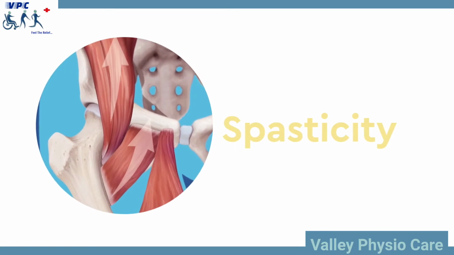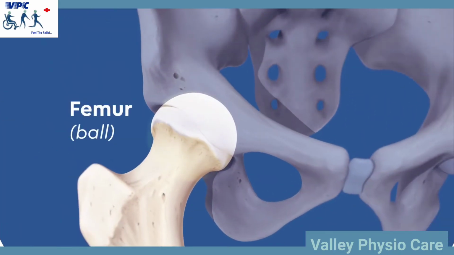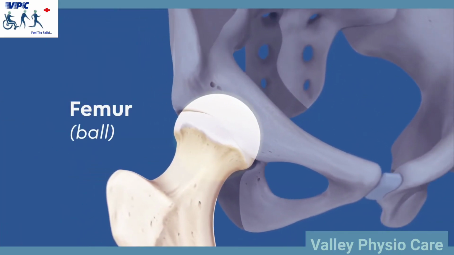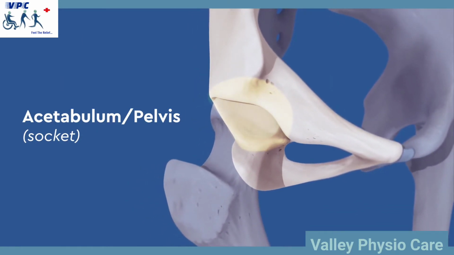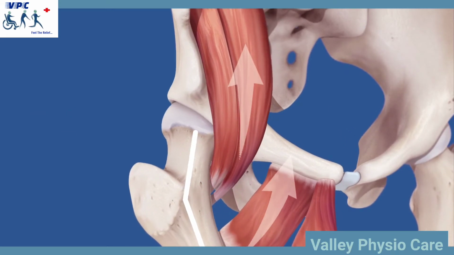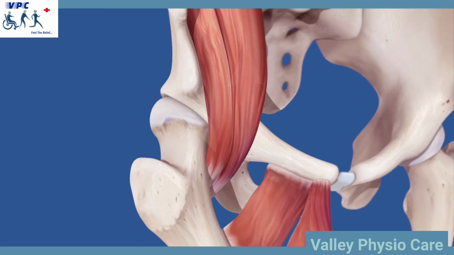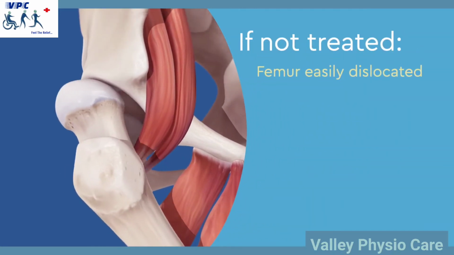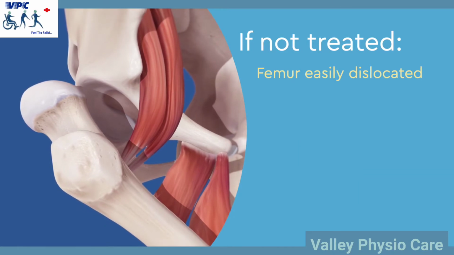spasticity. Spasticity can deform joints such as the hip over time. The hip is made up of your femur, or ball, which fits inside the acetabulum of your pelvis, or socket. Spasticity in the muscles around the hip straightens out the neck of the femur and causes the socket to become shallow. If not treated, the femur can become easily dislocated, especially as the ball deforms over time.